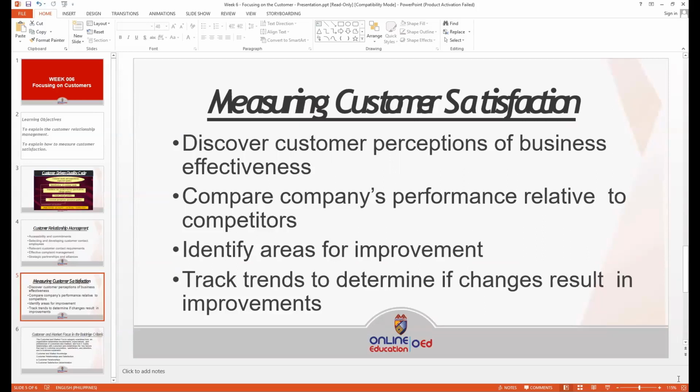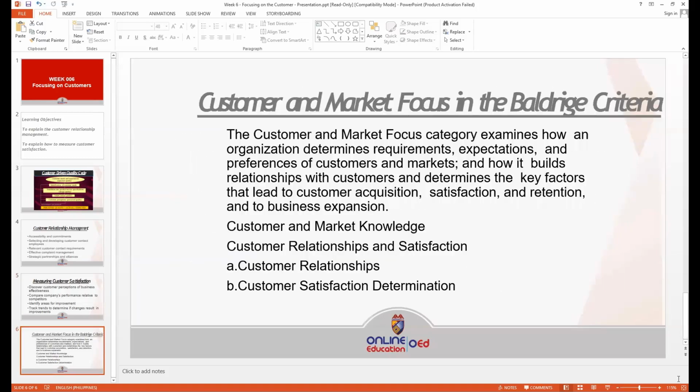Competitors offer similar products, but they might have something distinctive from among them. That's why there's a comparison of their performance on how the customers are getting satisfied. We also identify ideas for improvement, since there is always space for improvement, and the improvement is continuous, in order to provide better quality to our customers. And we track trends to determine if the changes result in improvements. That's how we measure customer satisfaction.